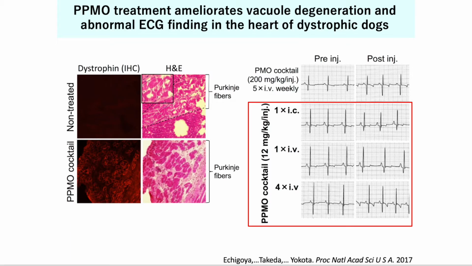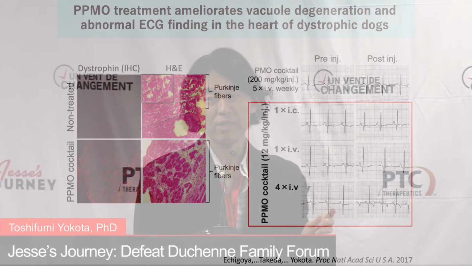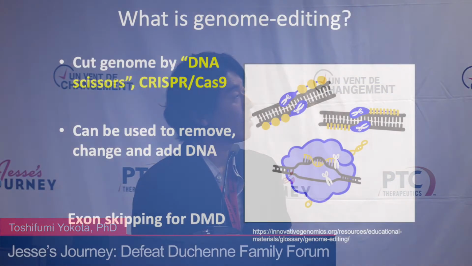And also, ECG is improved. So in dystrophic dogs, they have deep Q waves here. And this results from dystrophic heart muscle. And after the treatment, these Q waves become smaller. So that means heart function is improved. So this is a very exciting result. And we published this a couple of years ago in PNAS.